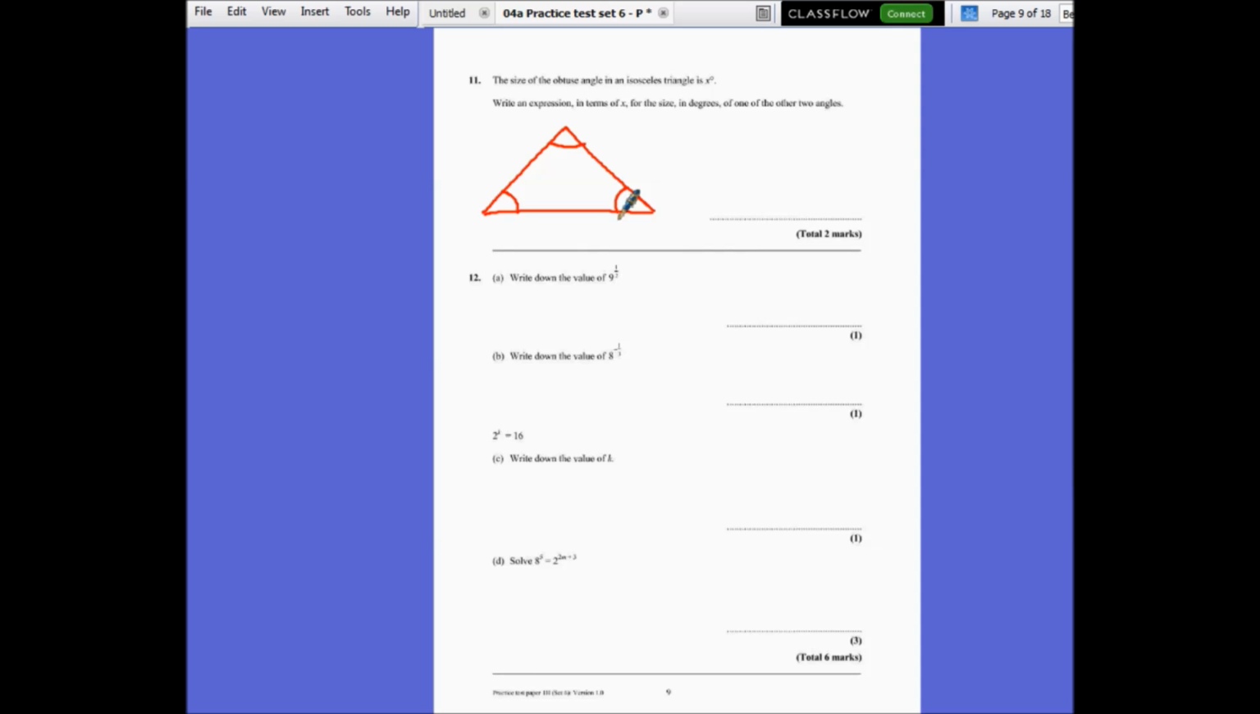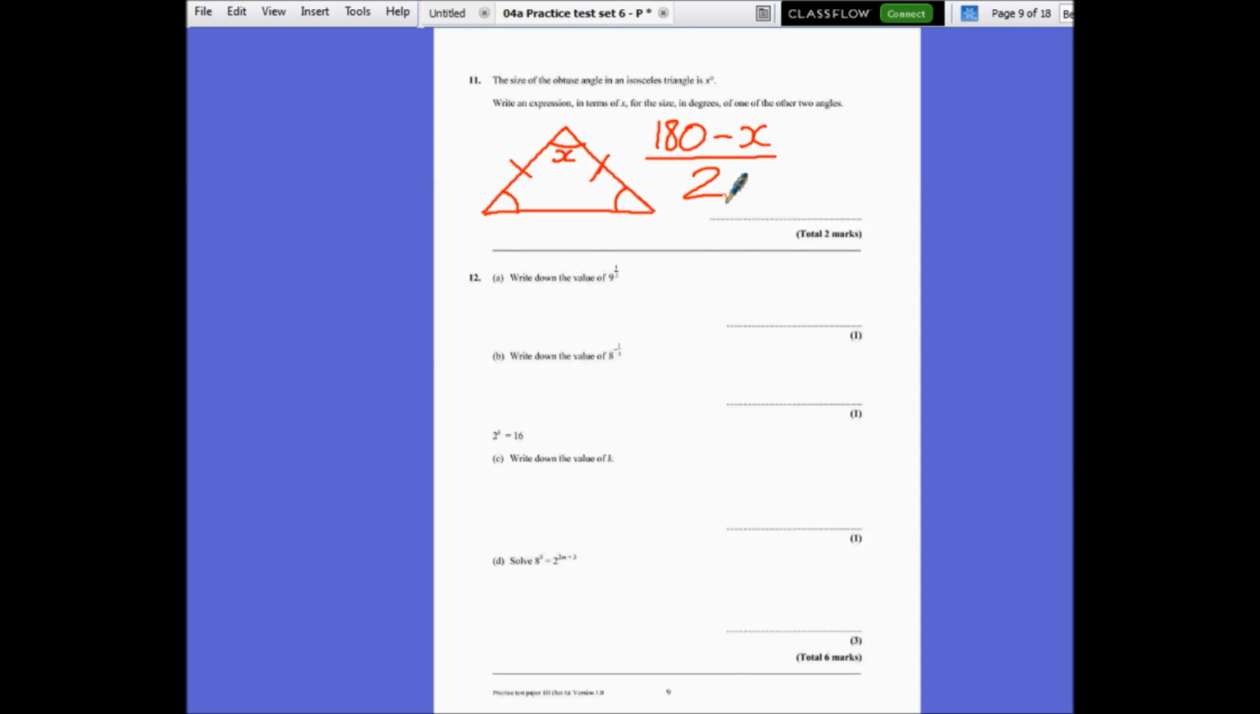So this one here must be x. These 2 on the bottom must be equal to each other. So to work out one of those, angles in a triangle add up to 180. So we'll do 180 minus x, and that would give us what the other 2 add up to. And because they are both equal, we need to divide that by 2.